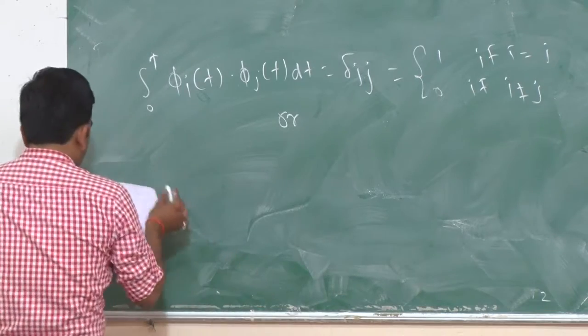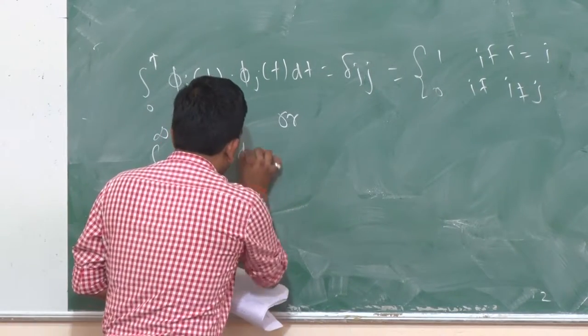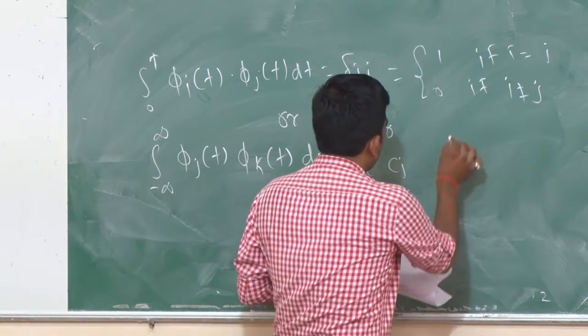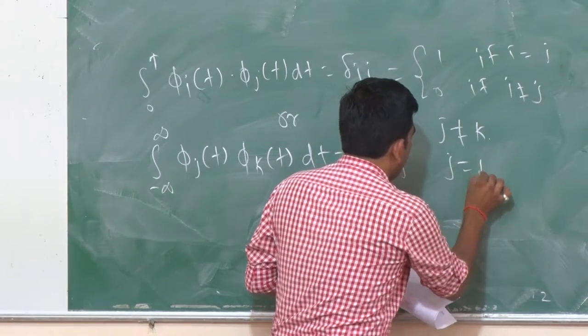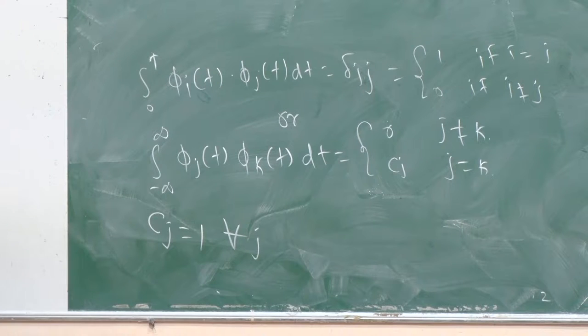Or we can say that the integration from minus infinity to infinity of phi j of t into phi k of t dt gives 0 when j is not equal to k, and 1 when j is equal to k, for all values of j. We can say that phi k of t is an orthogonal set of basis functions. That means their inner product becomes 0. A dot B is equal to 0, which means vectors A and B are orthogonal to each other.